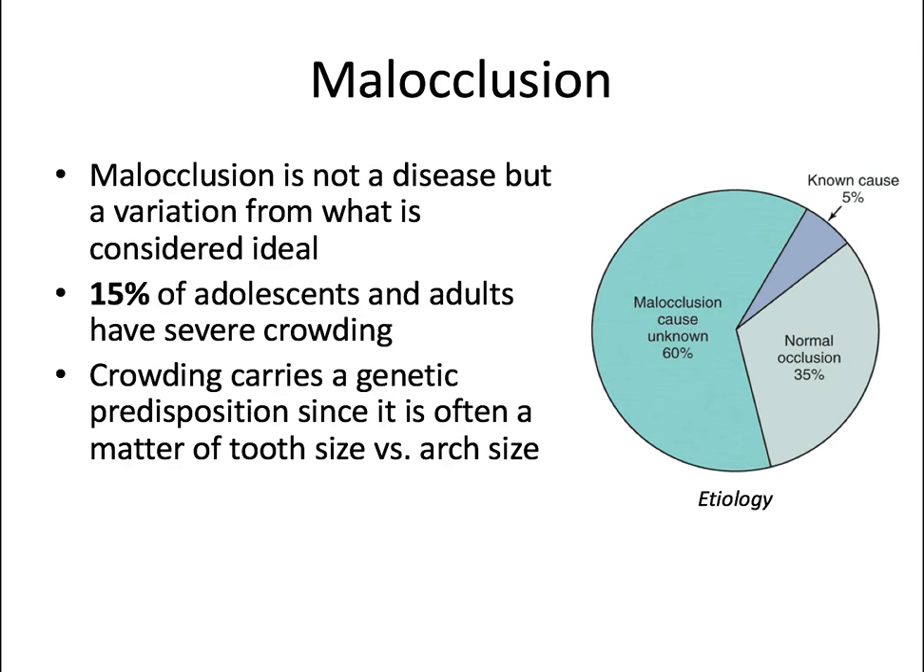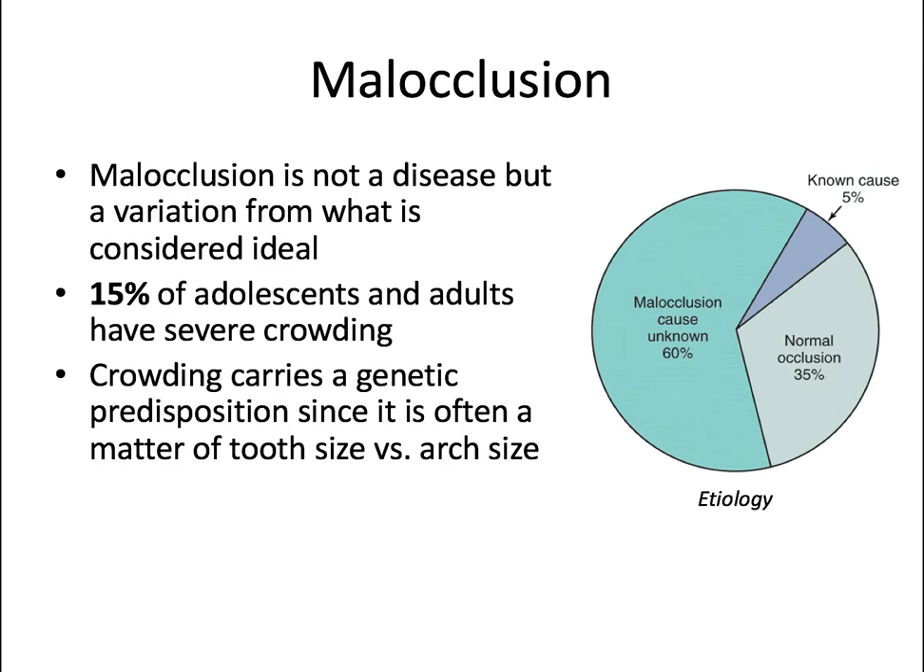15% of adolescents and adults have severe crowding. Much more than that are going to have some degree of mild to moderate crowding. And then some percentage of the population has spacing. Now, we talked in the last video about crowding being a math problem between tooth size and arch size. And we can think of it in the context of etiology, that crowding carries a genetic predisposition. There's some genetic predisposition to a discrepancy between tooth size and arch size.